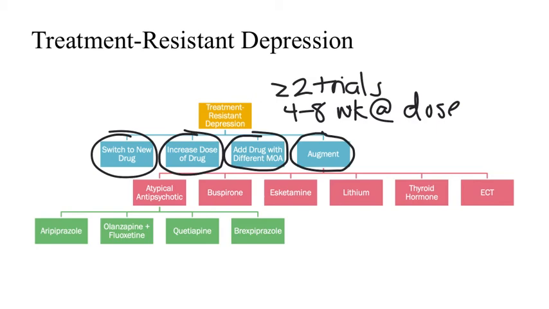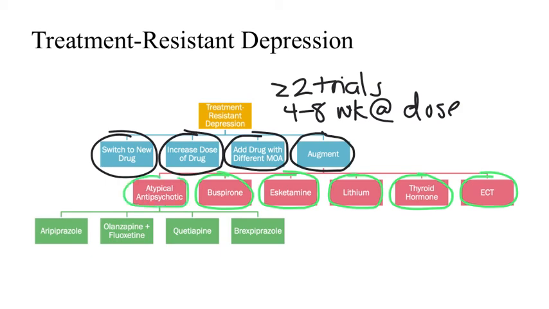So some common augmentation options include the anxiolytic drug buspirone, the NMDA antagonist esketamine, the mood stabilizer lithium, thyroid hormone if low thyroid is an underlying cause, or electroconvulsive therapy. All are considered augmentation agents, in addition to the atypical antipsychotics.